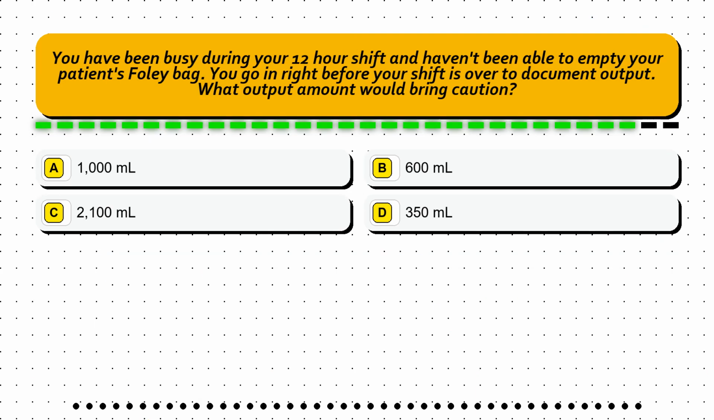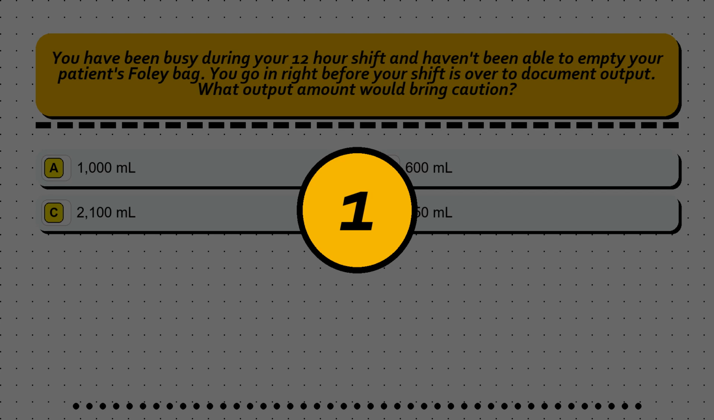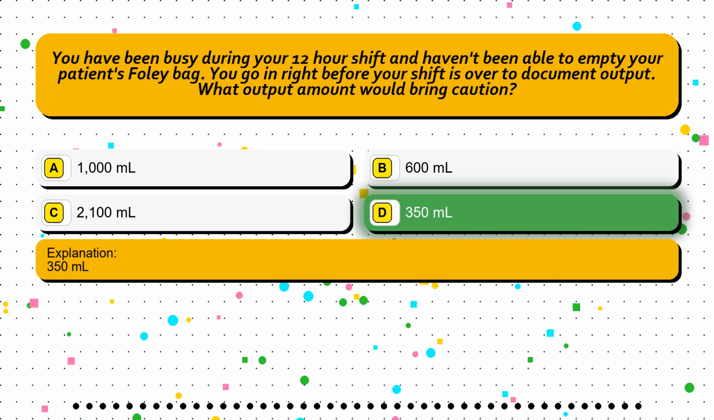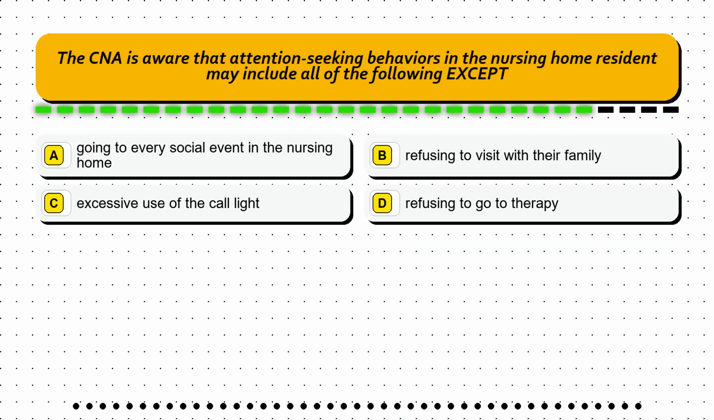Question 40. You have been busy during your 12-hour shift and haven't been able to empty your patient's Foley bag. You go in right before your shift is over to document output. What output amount would bring caution? Option A, 1000 ml. Option B, 600 ml. Option C, 2100 ml. Option D, 350 ml. The correct answer is option D, 350 ml.